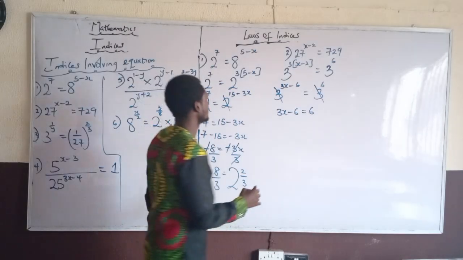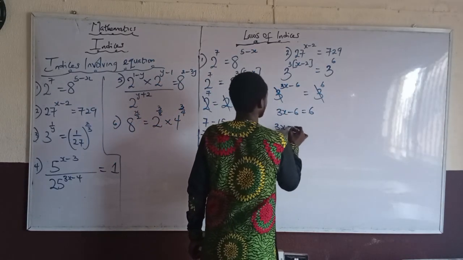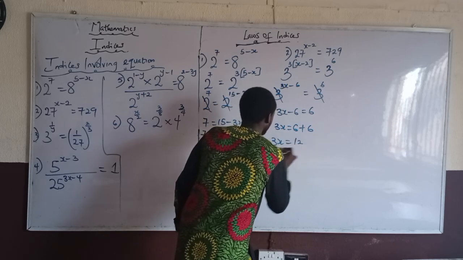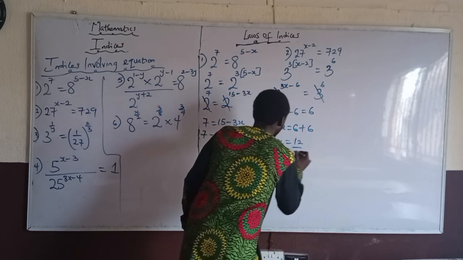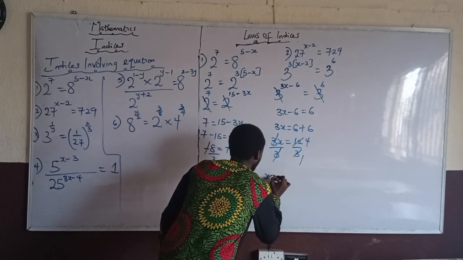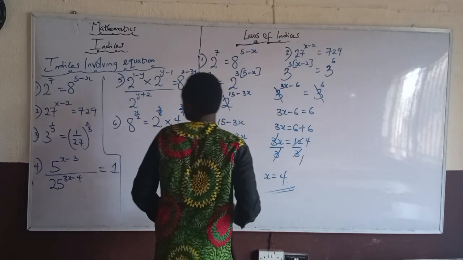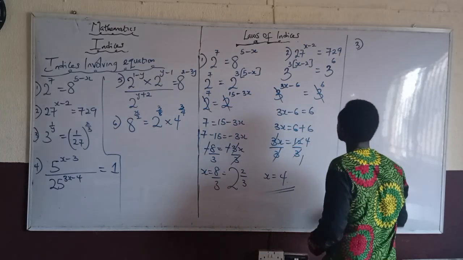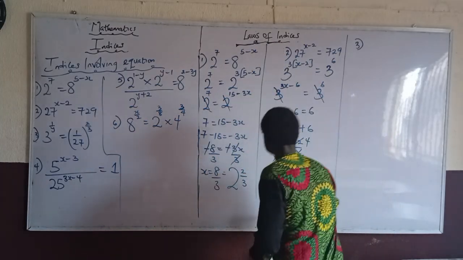I collect like terms. Here is 3x equals 6 plus 6, 3x equals 12. Divide by 3, divide by 3. 3 cancels 3, 3 here 1, 3 here 4. So my x equals 4. So move to number 3.